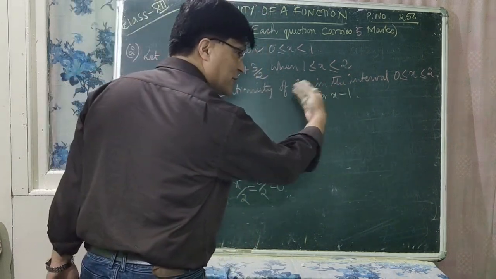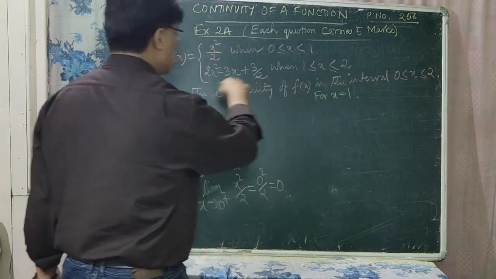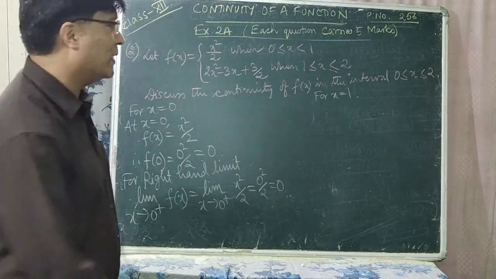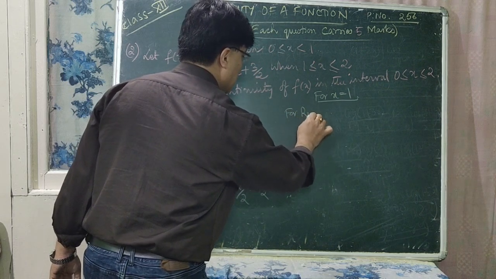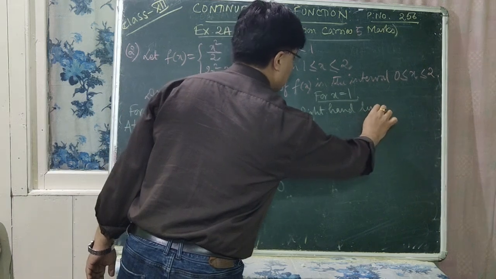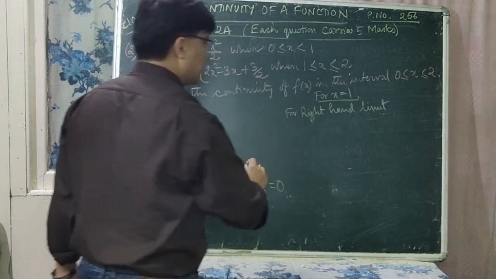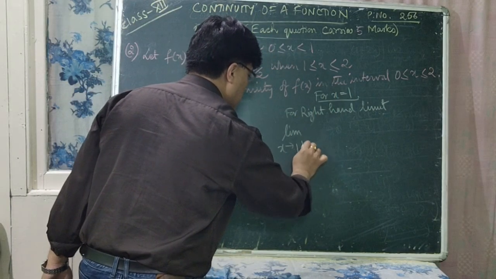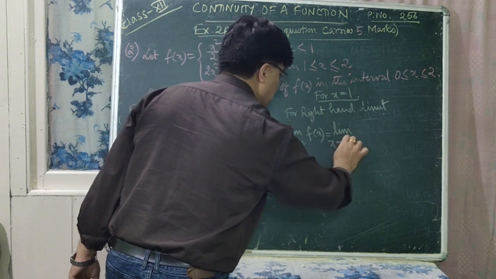So on the right of x is equal to 1, on the left of x is equal to 1, and at x is equal to 1, you have to check the continuity of the function f of x at x is equal to 1. Okay. Now write down for right hand limit, how will you write it? Limit x tends to 1 plus f of x is equal to limit x tends to 1 plus.